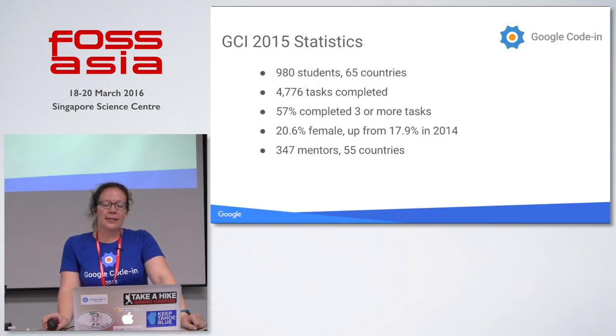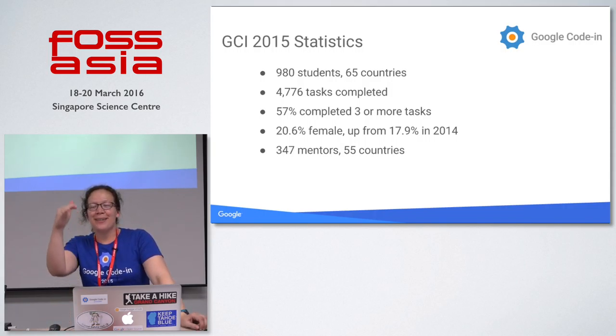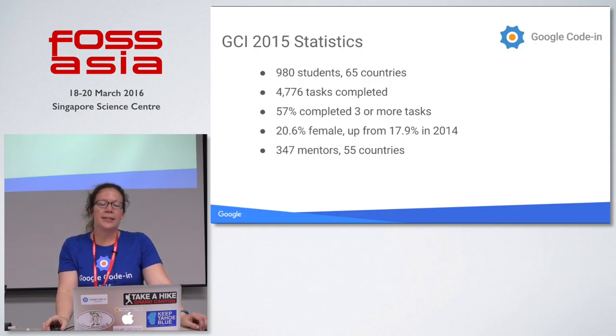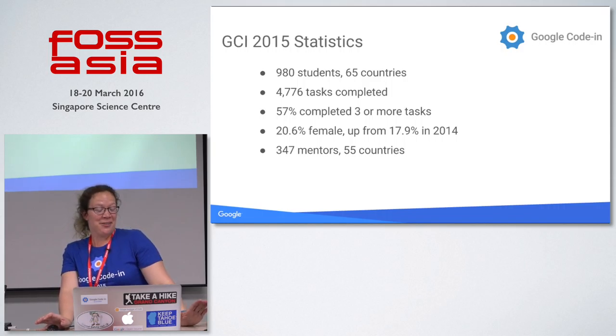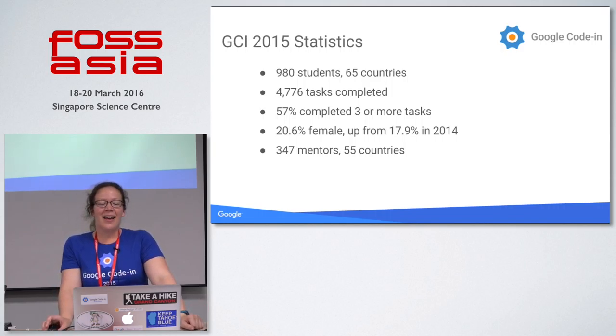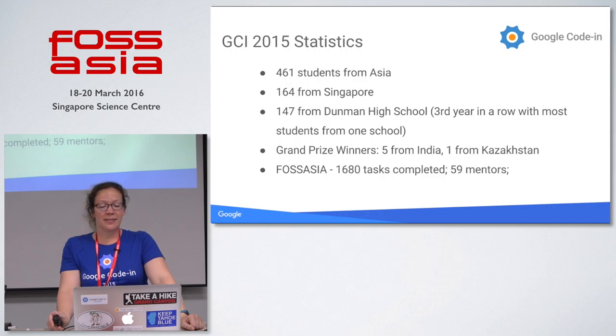And one of the stats that's been going up year over year: we had almost 21% female participation this year, up from almost 18% last year. Obviously we want to keep that going up, but we're pretty excited to finally be in the 20-21% range. So maybe next year we can be at least 25%, 30% would be awesome. And we had 347 mentors from 55 countries that were helping the students during the contest.